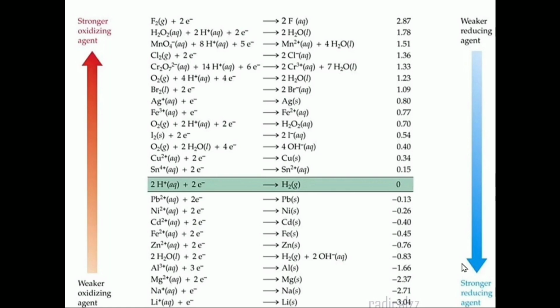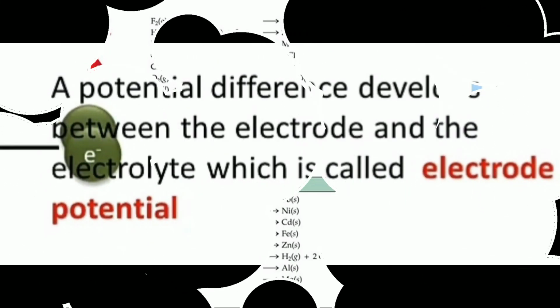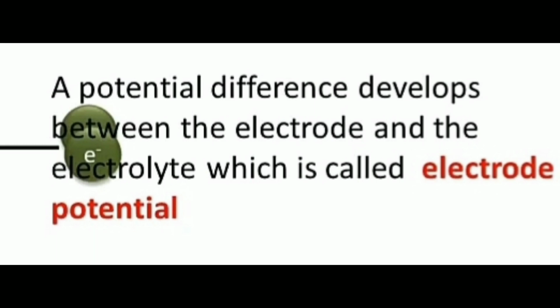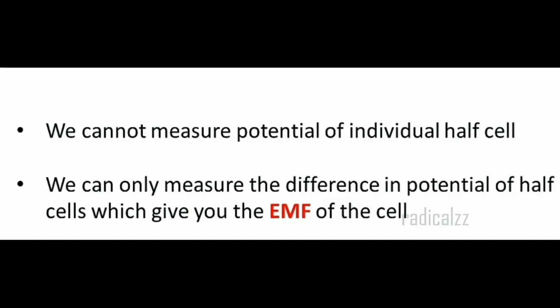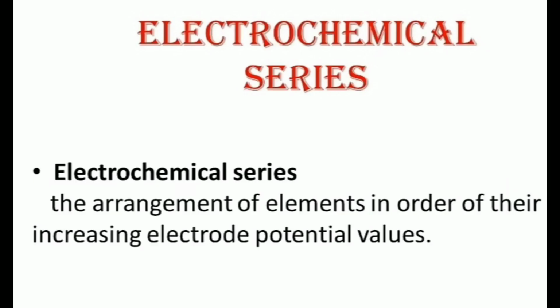What do you mean by electrode potential? Yes, the potential difference that develops between the electrode and the electrolyte interface is called electrode potential. Then what do you mean by cell potential or EMF of the cell? Yes, the difference in two electrode potentials is known as cell potential or EMF of the cell. Next, what do you mean by electrochemical series? Yes, this is the arrangement of species in increasing order of their electrode potential value.